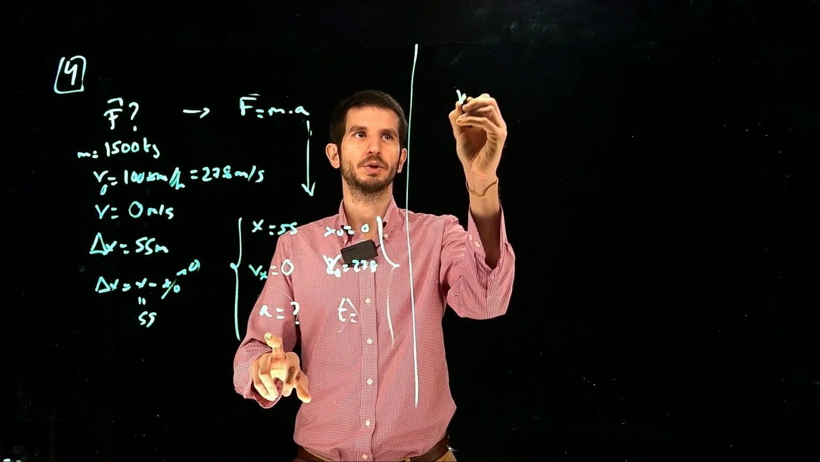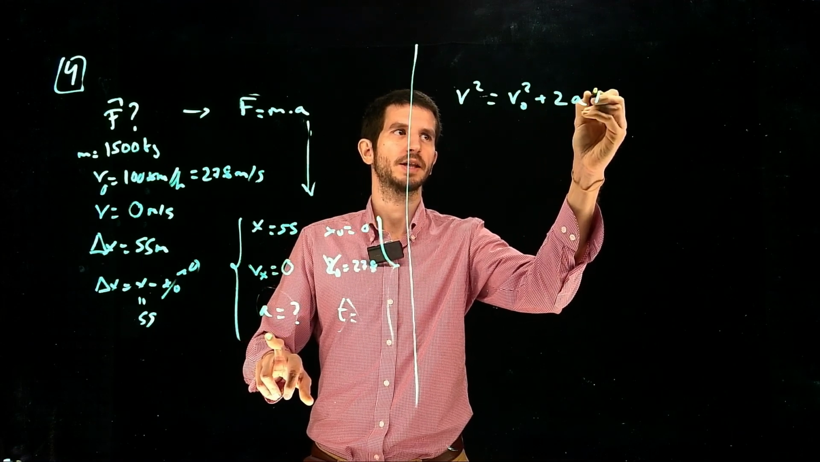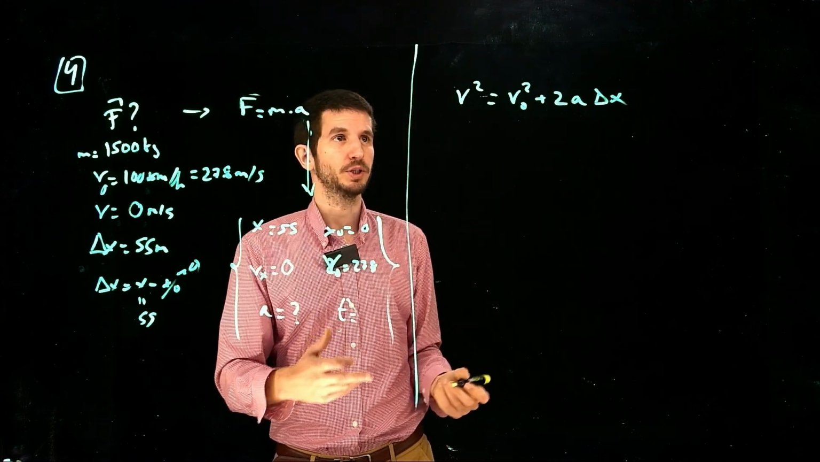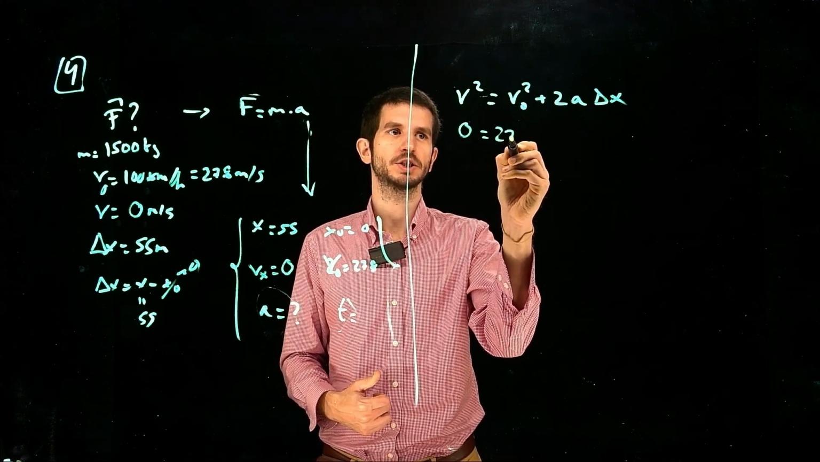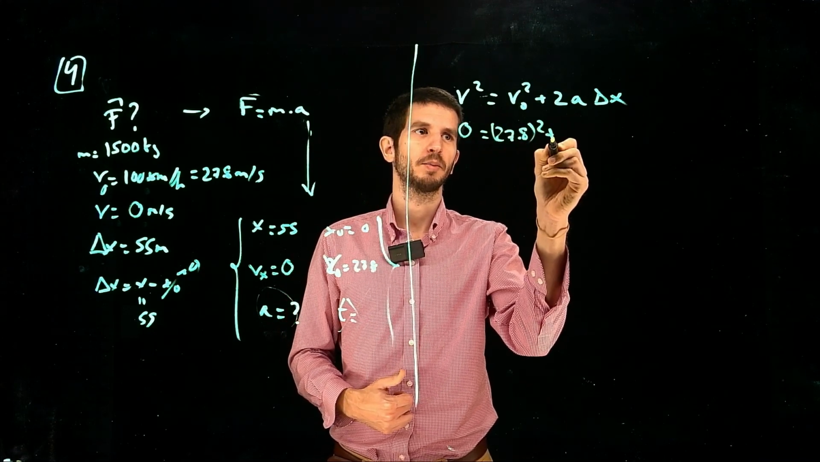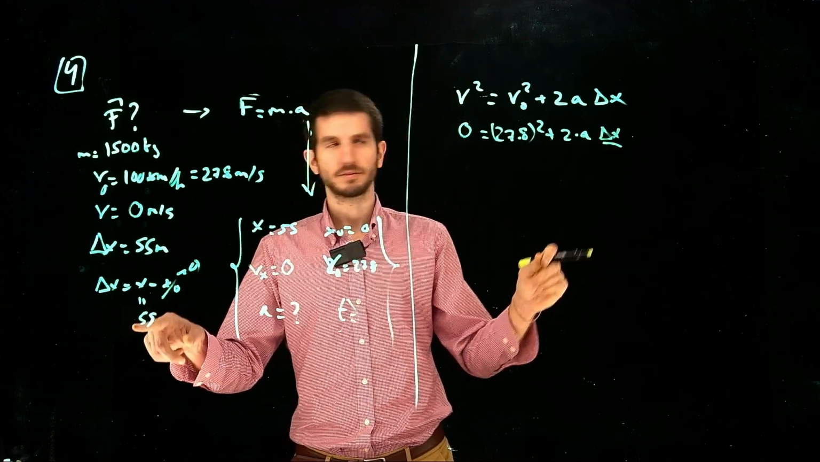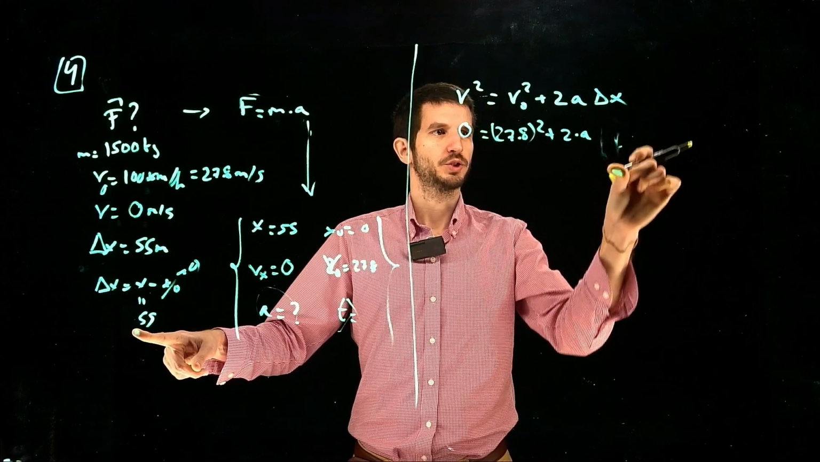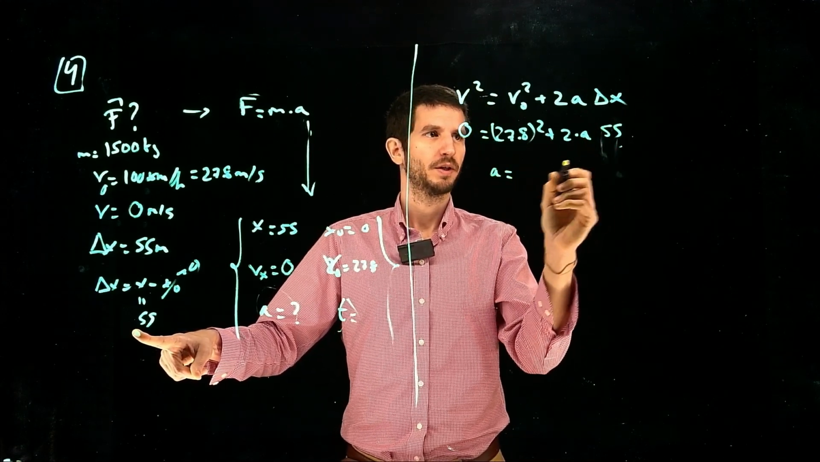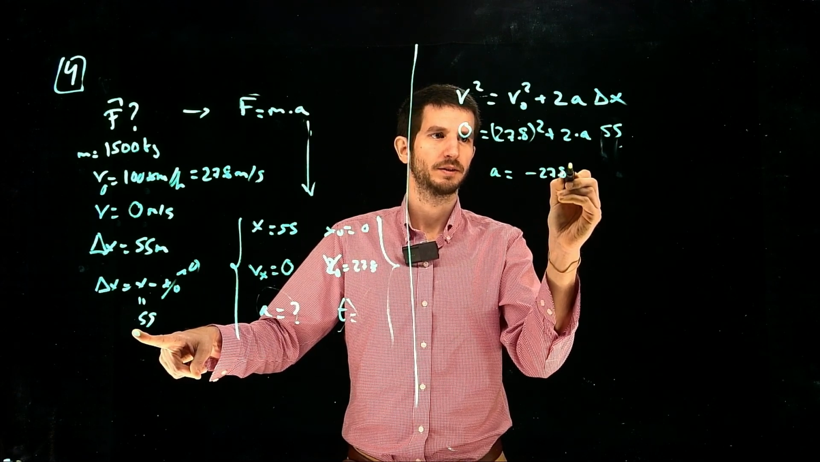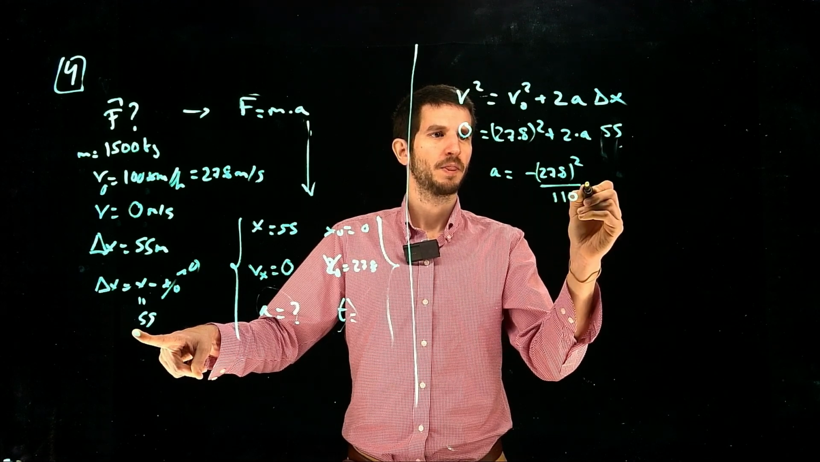Well, you use the classic equation of v squared is equal to v0 squared plus 2a delta x. No time information. So what's the final velocity? The final velocity is 0. What's the initial velocity? 27.8, squared, plus 2 times acceleration times delta x, and delta x is 55. So we can just write directly 55. So what's the acceleration? That's going to be minus 27.8 squared divided by 110, and that's the acceleration.